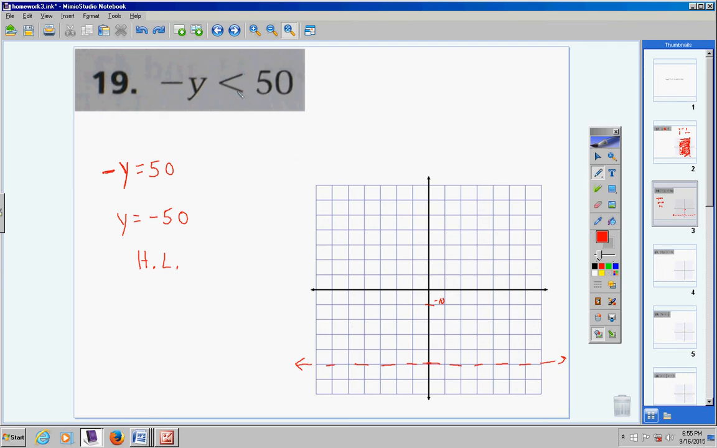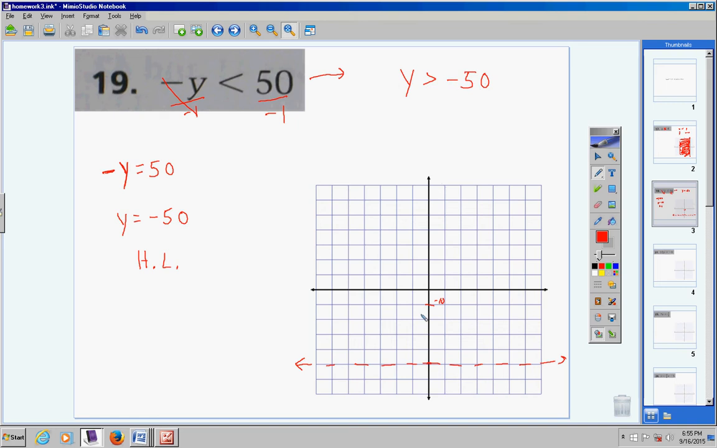Now, in this case, though, I've got to say something. Boy, don't miss this, students. This is a tricky one. Y is not by itself. Okay, so hold on a second. We've got to divide both sides by a negative 1. When you do that, the arrow turns this way and you have a negative 50.